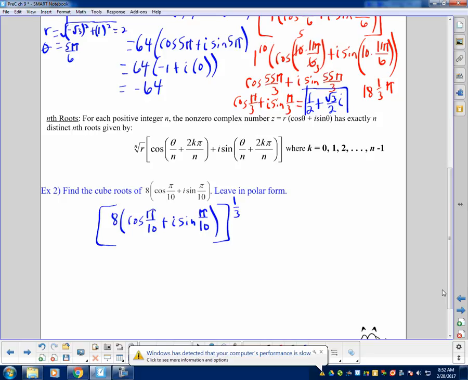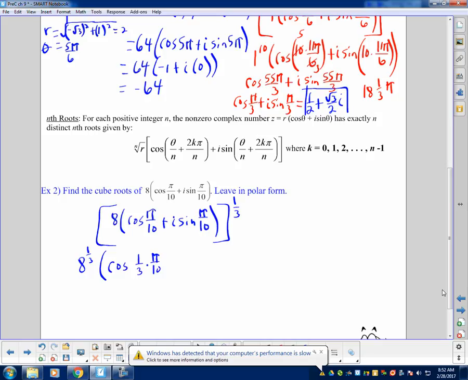What does DeMoivre's theorem say to do if I have this polar number to a power of 1/3? What do I do with the r? Take it to that power, right? Okay, so that's the same. So we have 8 to the 1/3. And then DeMoivre's theorem says to do what with the power and the angle? Multiply them, right? There's one little addition here. I'll show you what that looks like. So it goes like this. Cosine of 1/3 times pi over 10. Okay, that's what we would do in the previous problems.